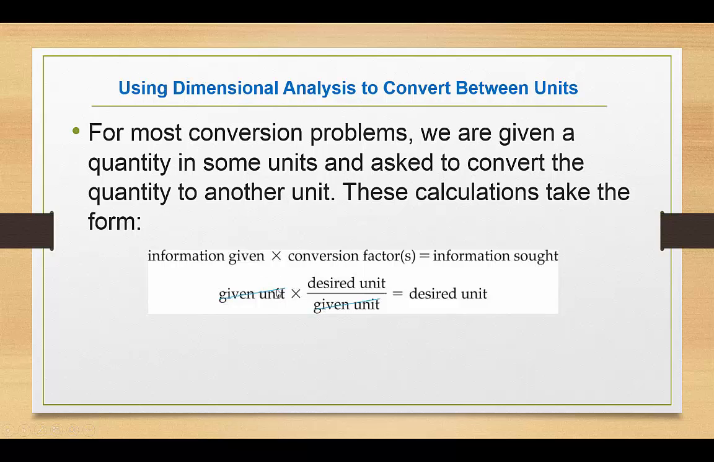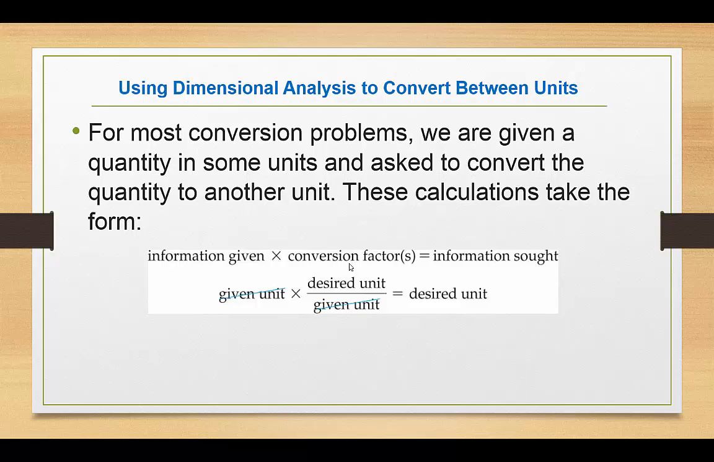Okay? Now, if you remember in algebra, if I have a ratio, a numerator and a denominator, and I have the same thing in the numerator and the denominator, they cancel out. So the given unit would be in the numerator. I can imagine that it's over 1. Given unit in the denominator, those cancel out. That leaves me with the desired unit. That's what my final answer will be. So what I need to know is the relationship between the given unit and the desired unit. That is the conversion factor.